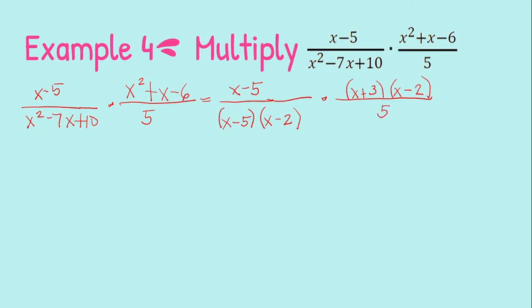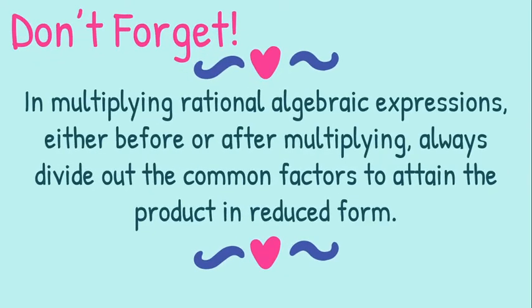Now, I can cancel the common factors. We have here common factors x minus 5 and then x minus 2. So, we're now going to get the remaining factors in the numerator and the denominator. In the numerator, we have x plus 3 and in the denominator, we have 5. And this is the final answer. So don't forget, in multiplying rational algebraic expressions, either before or after multiplying, always divide out the common factors to attain the product in reduced form.